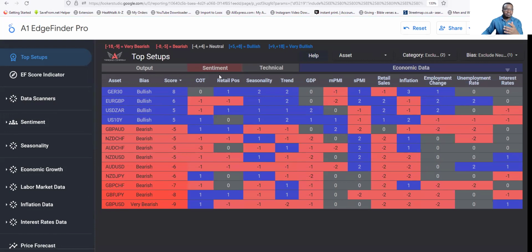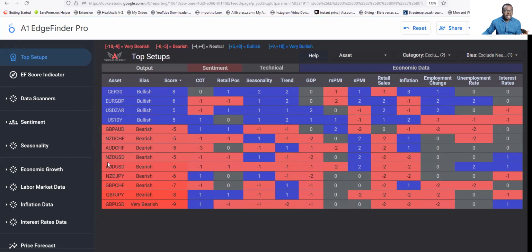Based on retail sentiment and other fundamental data put together, the economic data, technical output, everything put together, we can see that there are selected pairs for trade that we should be looking at this week. So we have JAMA 30 is looking bullish overall. Then GDP is bullish. USD is bullish. Then US 10 is bullish. We have other bearish pairs, GDP, AUD, and so on and so forth.